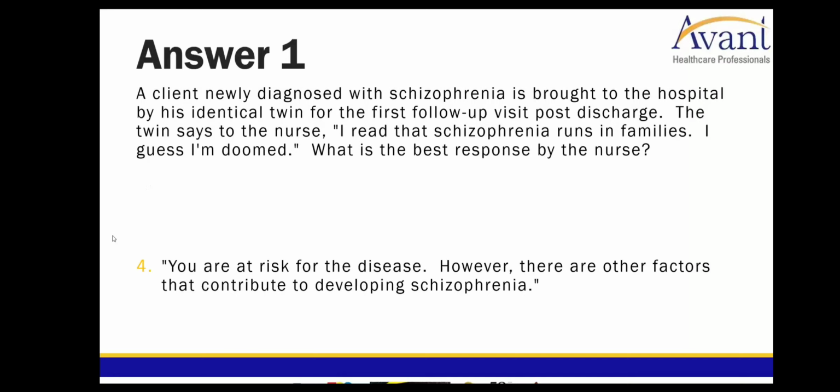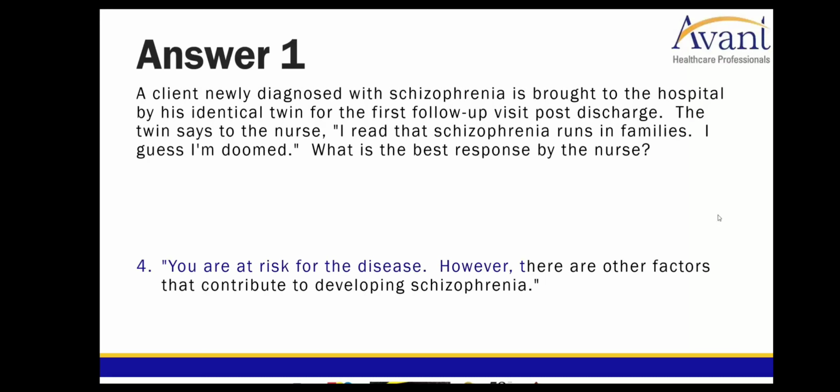Why is number 4 a great option? Let's take a look. You are at risk for the disease. However, there are other factors that contribute to developing schizophrenia. Well, this is a great option, guys, because 1, it answers the question, okay? 2, it's true. It's correct information, right? That family member is at risk for developing schizophrenia, okay? But there are more factors that go into whether someone is schizophrenic or not than just genetics. So that's a true statement, okay? So number 4 is your correct answer. Good job with that. I hope that you got that as well.